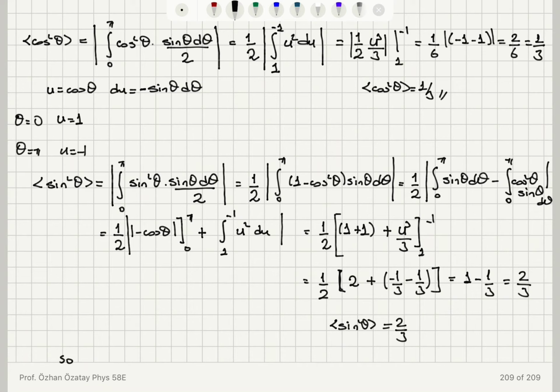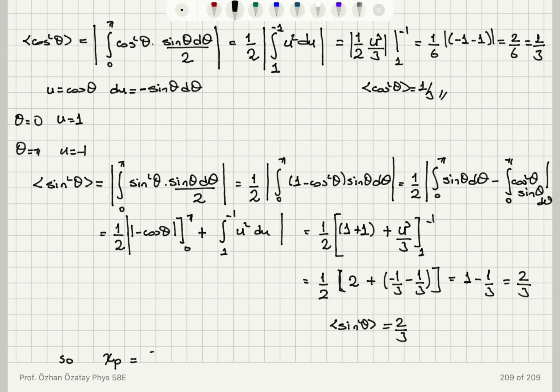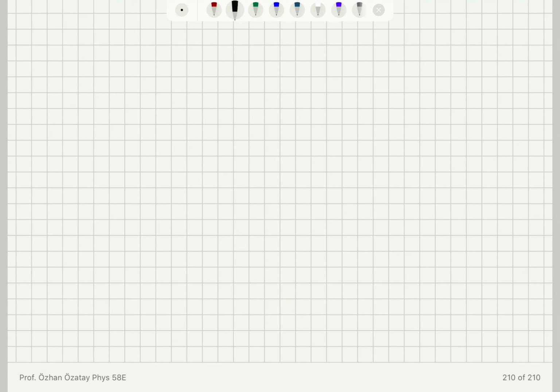Therefore, we find that the powder susceptibility, or polycrystalline susceptibility, was cosine squared theta chi parallel, so it is chi longitudinal divided by 3 plus 2 over 3 chi transverse. So this is the powder susceptibility.